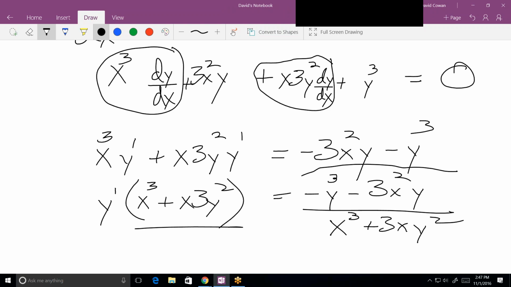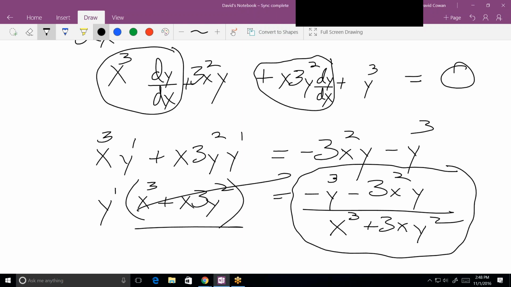That is your answer. And the one difference between explicit and implicit differentiation is that when you differentiate explicitly, your answer is always a function of x. When you differentiate implicitly, you frequently have x and y in your answer. So you really have a function of x and y.